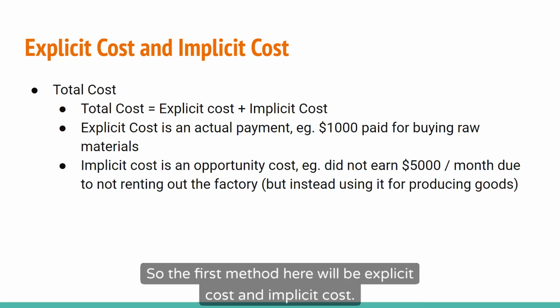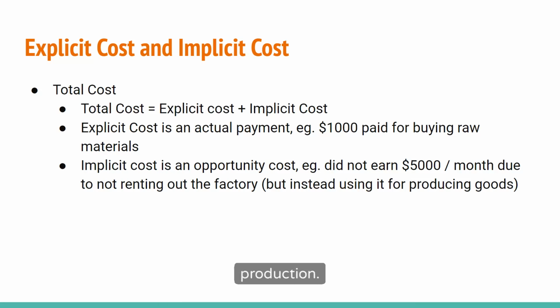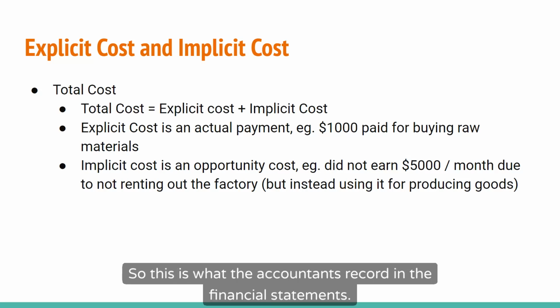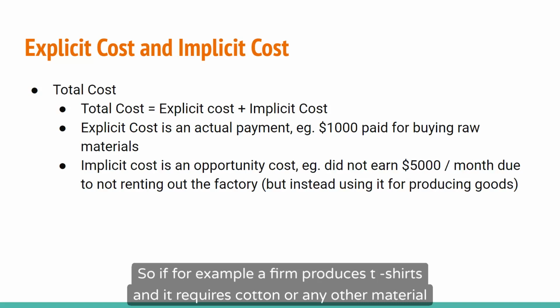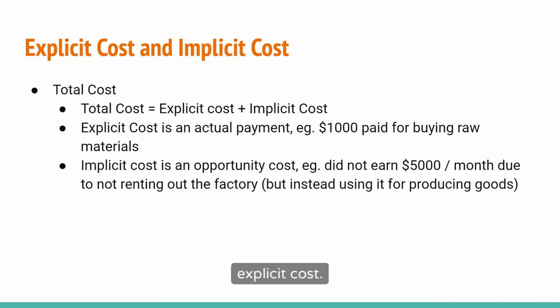Okay, so the first method here will be explicit cost and implicit cost, right? So when we add these two types of cost up together, we will get the total cost of production. So explicit cost here represents an actual payment, right? So this is what the accountants record in the financial statements. Okay, so if, for example, a firm produces t-shirts and it requires cotton or any other material to produce that garment, then the amount paid to the supplier, for example, will represent an explicit cost.